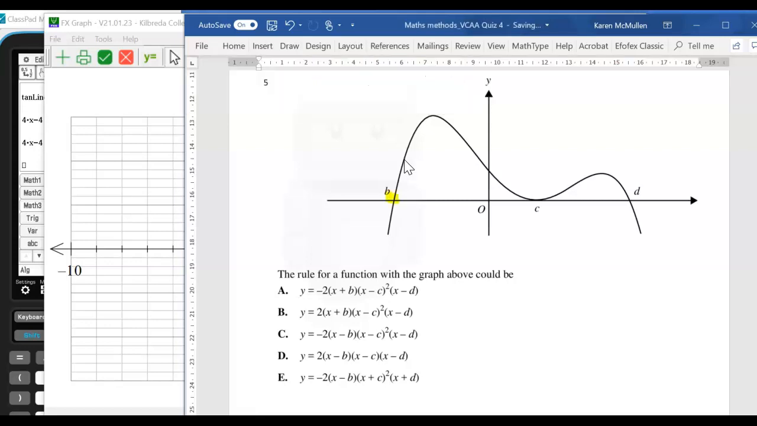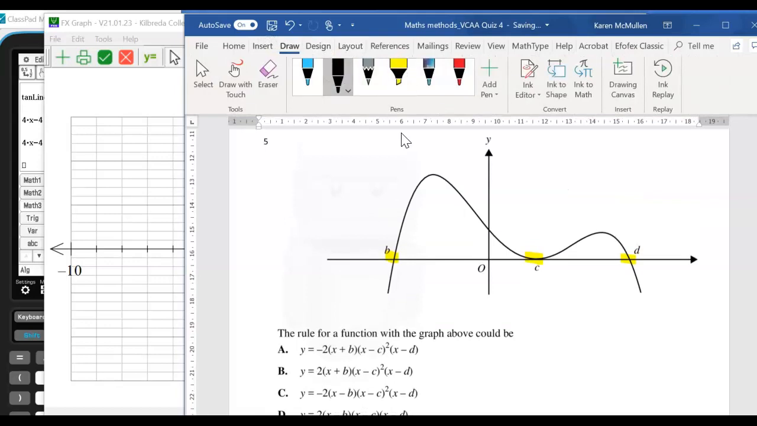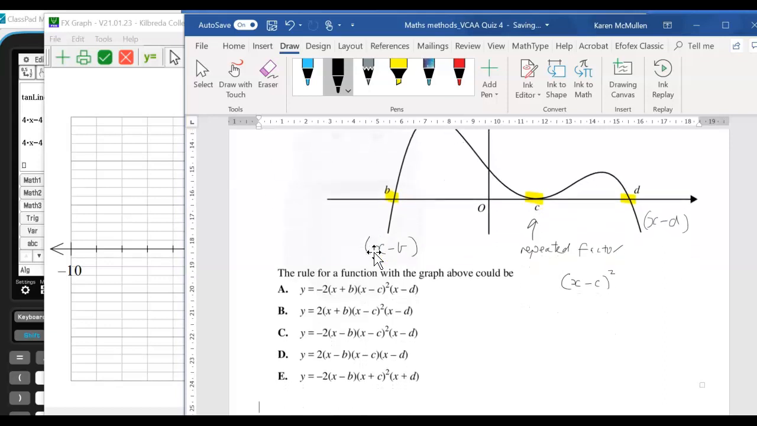So we've got an x-intercept here at B, 1 at C, and 1 at D. What I've got at C is a repeated factor. What that just means is that turning point, instead of just being x minus c, it's x minus c squared. This one here, even though b is in the negative part of our x-axis, it does say b is positive. So I've got to write that as a factor of x minus b, and d is x minus d. So just the factors for our, it looks like a quartic. So let's just write them down, put them all together. x minus c squared, and then x minus d.